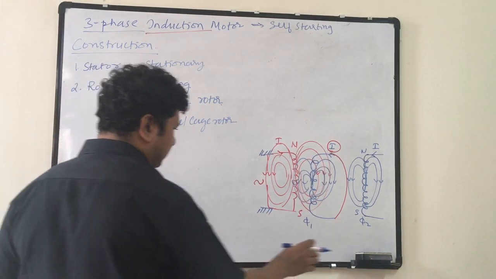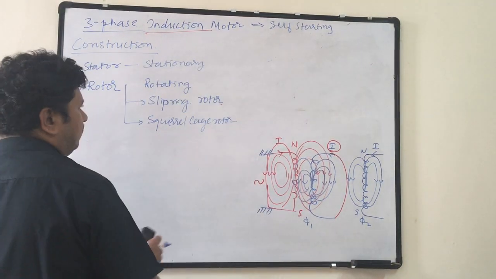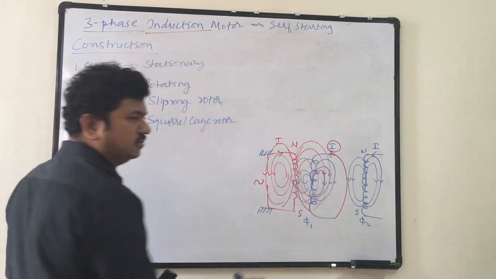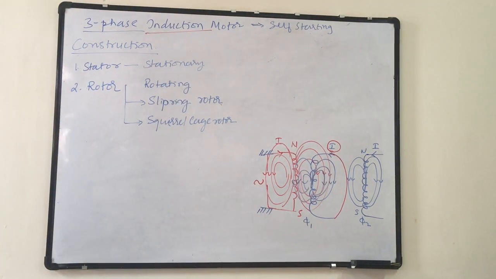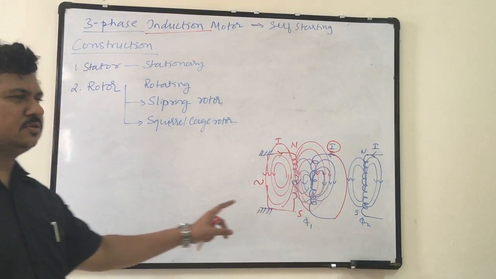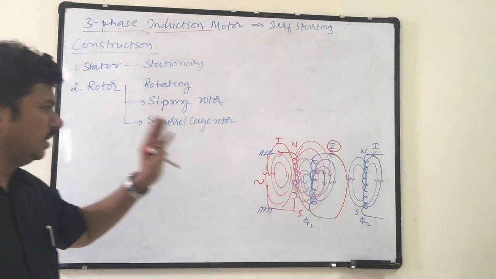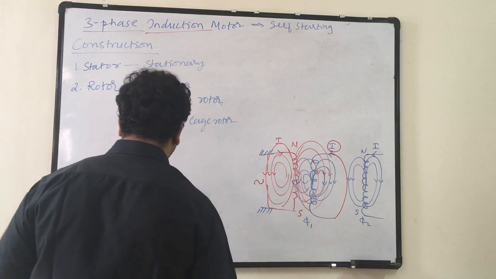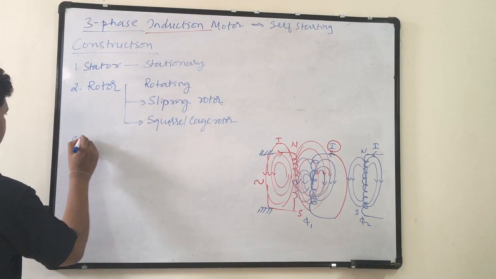First we will see the stator, then we will see the rotor. Now the second coil should be moving, so I place the second coil in the rotor. Simple. The first coil should be stationary, so I place the first coil in the stator. The second coil should be the rotor. So, stator.